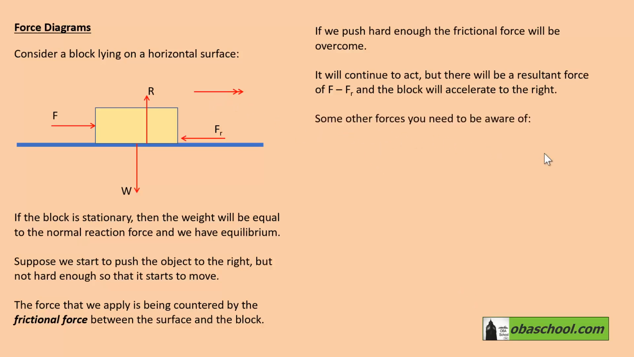Some other forces you need to be aware of. So here we've got an object hanging on a string. The weight of the object will act downwards and will be opposed by a tension in the string. When you pull on a string, it goes tight, and that force is called tension. Tension acts both ways in a string, so there will be a tension force from the string acting upwards on the object, and from the point of attachment here, there'll be a tension force pulling down on that point of attachment.